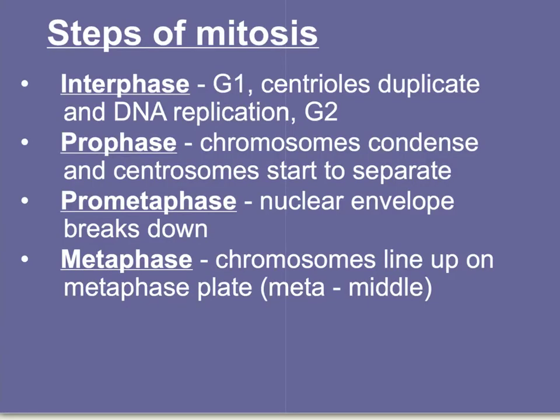So here are the words for that, right? During interphase, you're going to duplicate DNA, and you're going to duplicate the centrioles that make up the centrosome. There are two centrioles per centrosome. So you go from having two to four centrioles. Okay, prophase, you see chromosome condensation. Prometaphase, nuclear envelope breaks down. Metaphase, the chromosomes get pushed onto the middle of the metaphase plate.